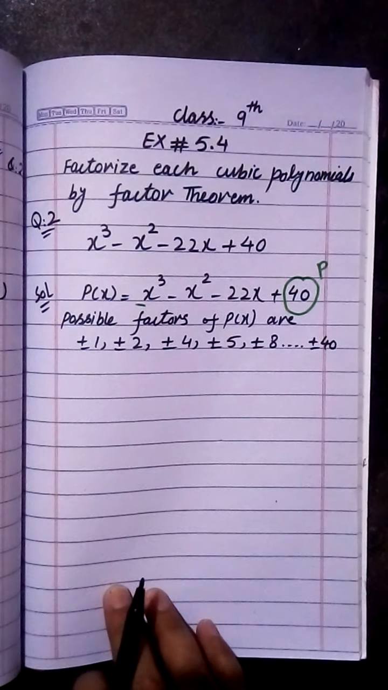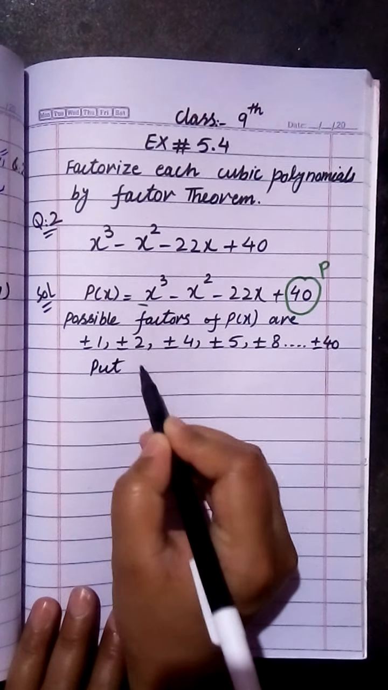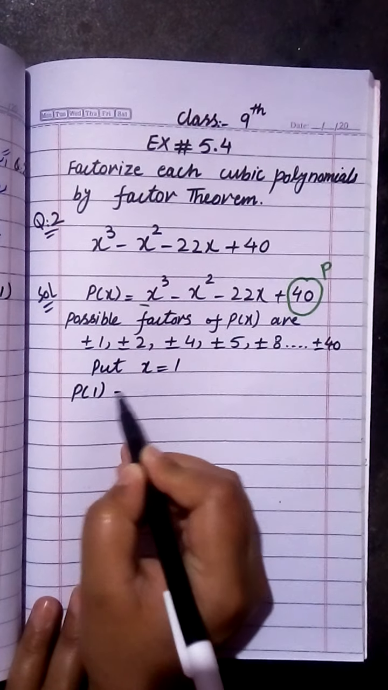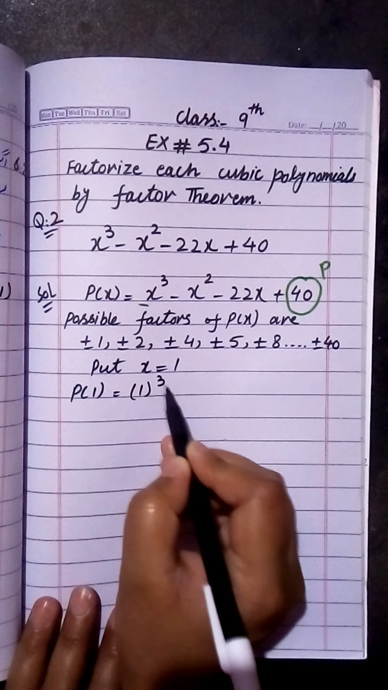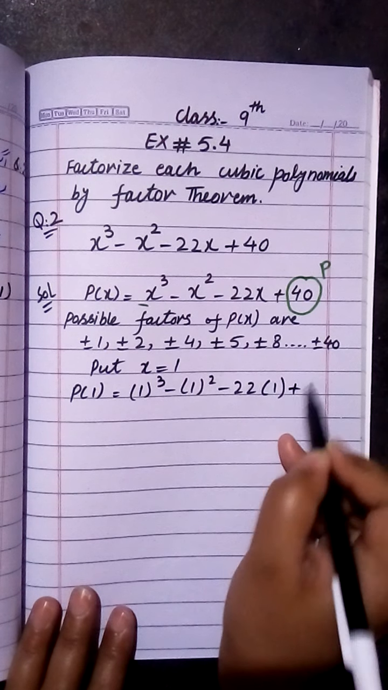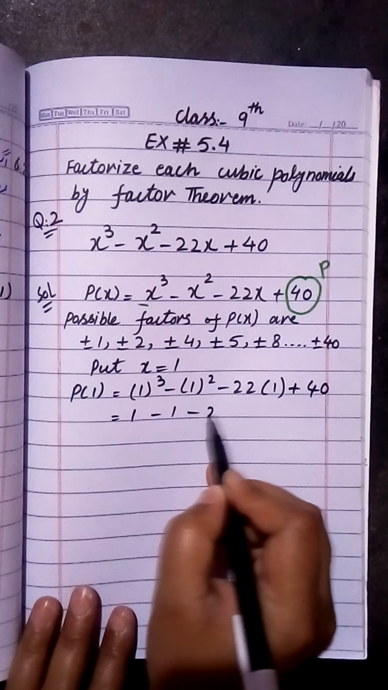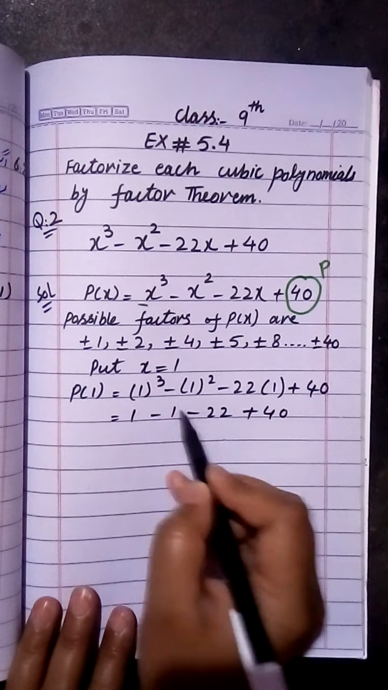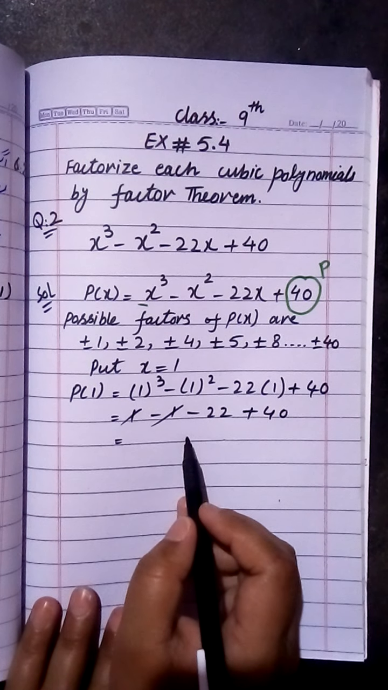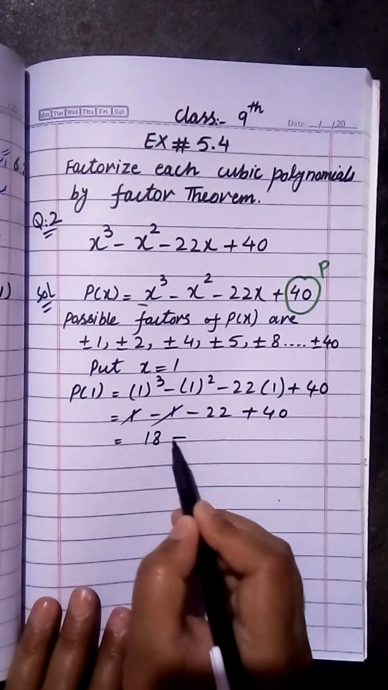First of all you have to put x equals 1. You can write here: put x equals plus 1. So you can put p(1) equals 1 cube minus 1 square minus 22 into 1 plus 40. After simplification you get 1 minus 1 minus 22 plus 40. It will be cancelled. Now 40 minus 22 gives 18. So it does not equal 0.